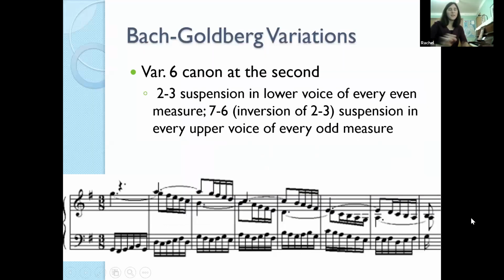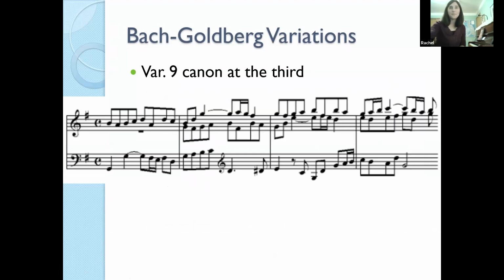So what is going to be the next variation that is going to have a canon? We've had variation 3, variation 6, just add 3 more to that. Variation 9 is going to also be a canon, okay? And this time, instead of being a canon at the unison or a canon at the second, it's going to be a canon at the third, okay? Here we go.